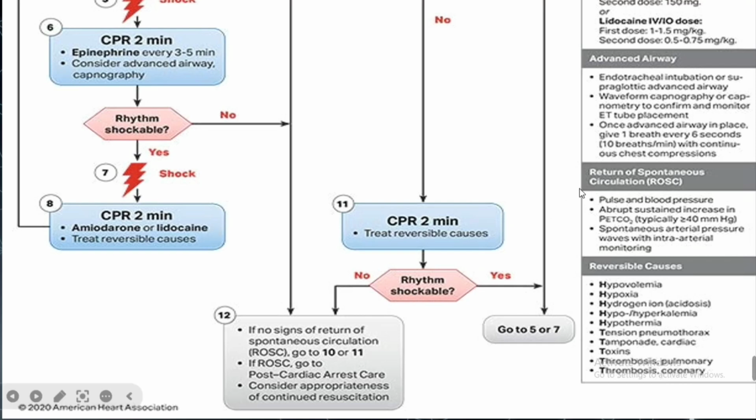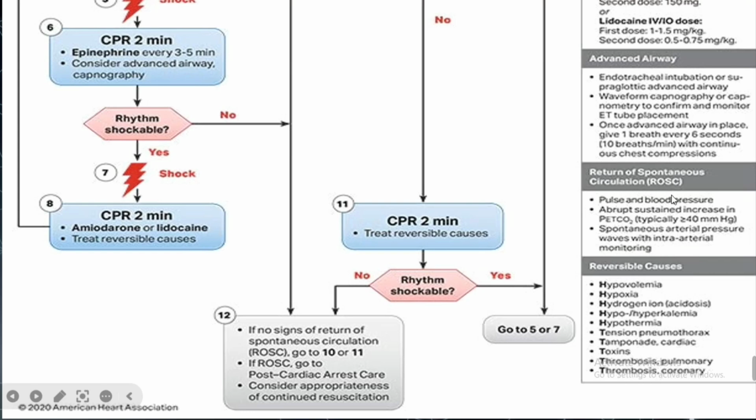Then in this, if there is a return of spontaneous circulation, how will we identify it? First, there will be pulse and BP in the patient. There will be an increase in both of them. Then there will be an abrupt sustained increase in the PETCO2, typically more than 40 mmHg. Then there will be spontaneous arterial pressure waves with intra-arterial monitoring.